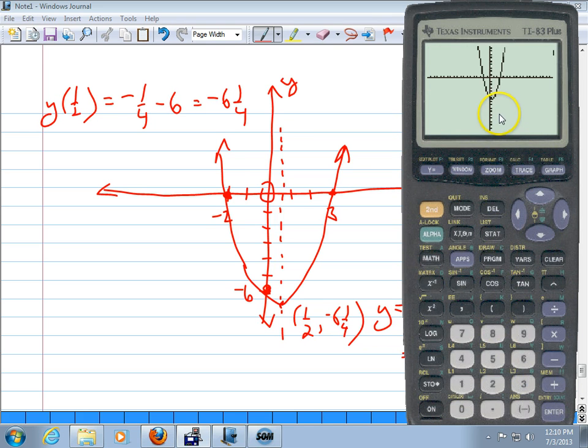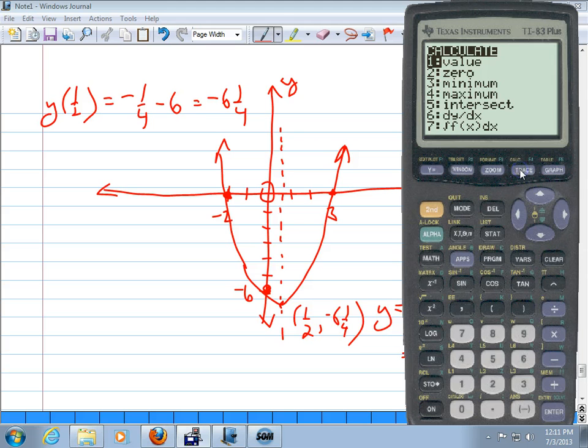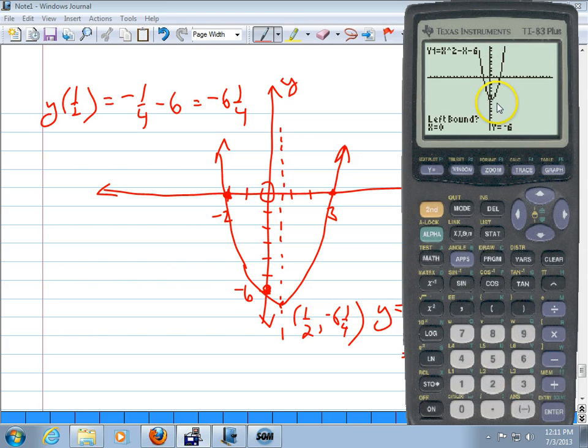What if I do zoom out and I want to figure out that minimum point? Do you know how to make the calculator do that for you? Second trace, what? Min, which is 3. And now the min is over here, so pick a left bound to the left of the min, enter, pick a right bound after the min, enter, then you don't have to guess, enter.